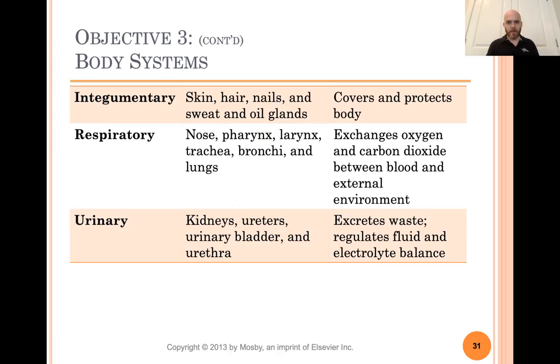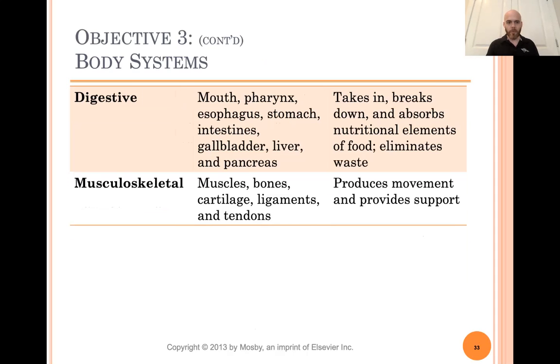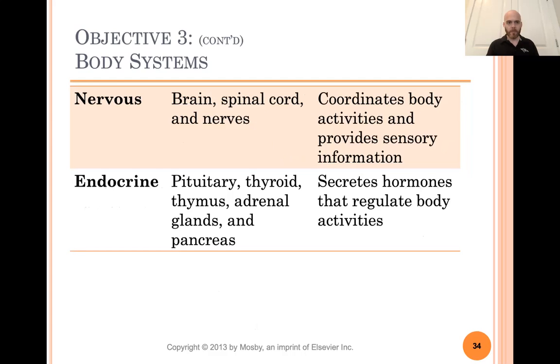These are some body systems. I'm going to let you read through these on your own in the PowerPoint and Blackboard. But you are going to go through these ad nauseam in other classes.